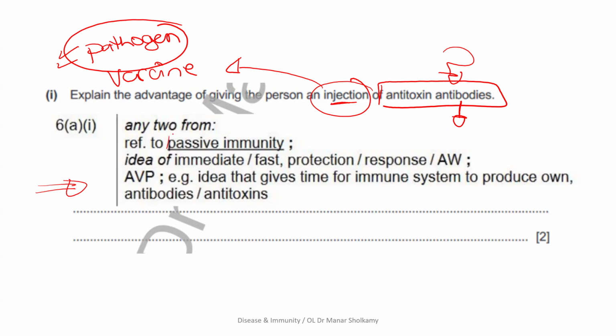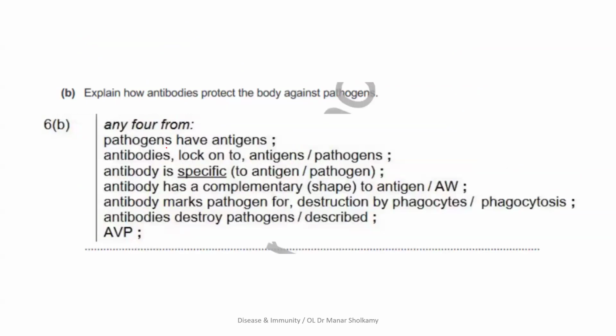So see, you have to mention that this is passive immunity and write all that you know about passive immunity. It is short term, it is temporary, but the advantage is that it gives immediate protection. It is life-saving. Okay, good.